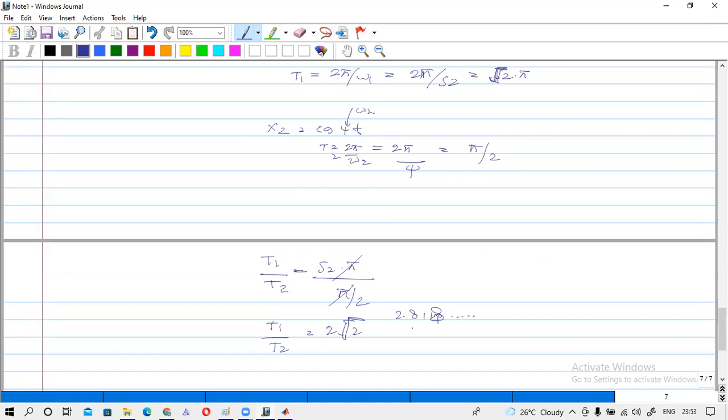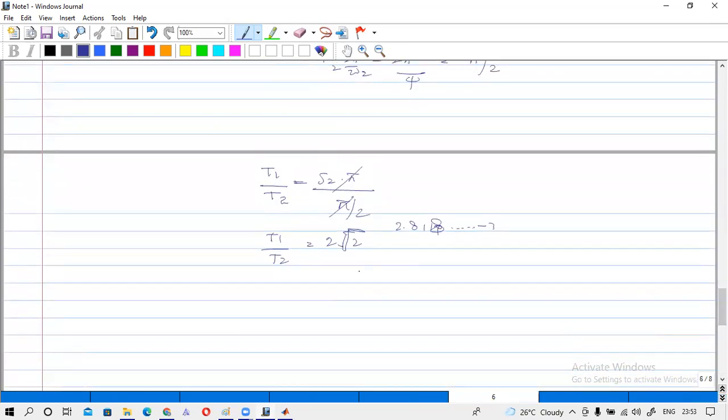Okay, this kind of decimal value, but this decimal value you can't write as a ratio. You can't write it as a ratio completely. So this is not a rational number, not a rational number.